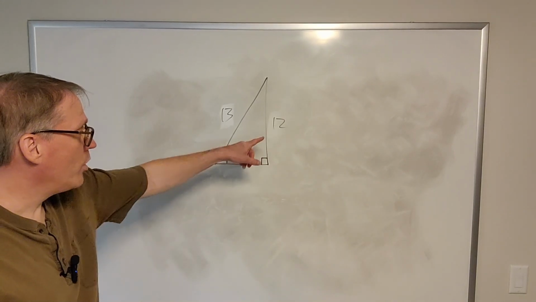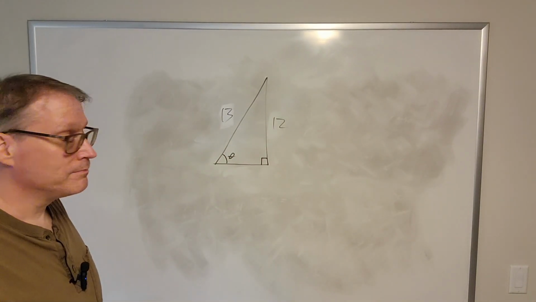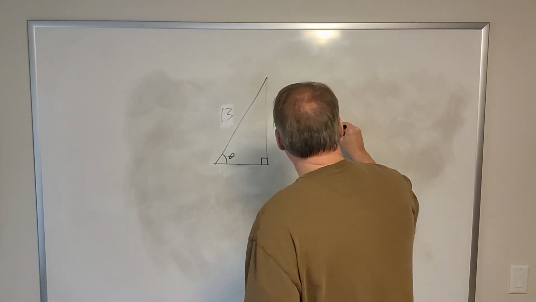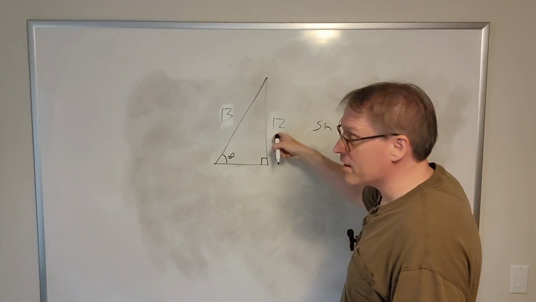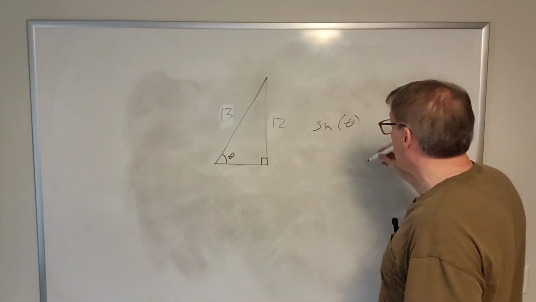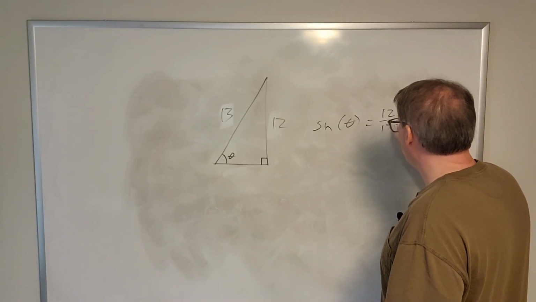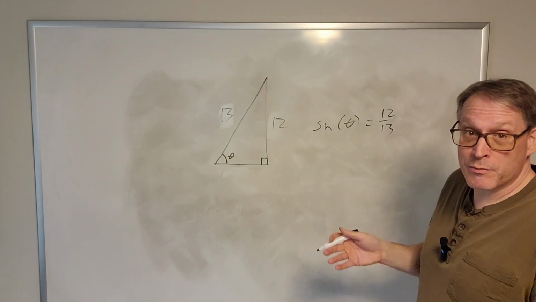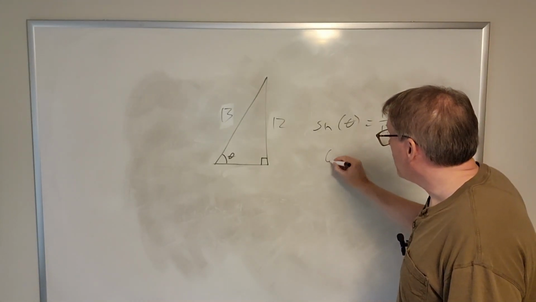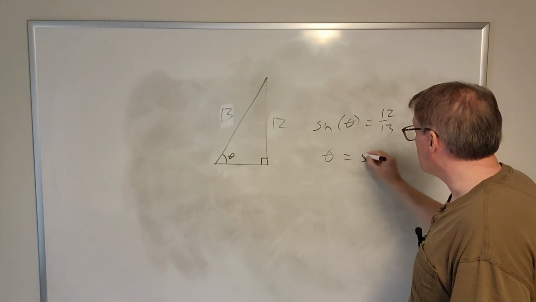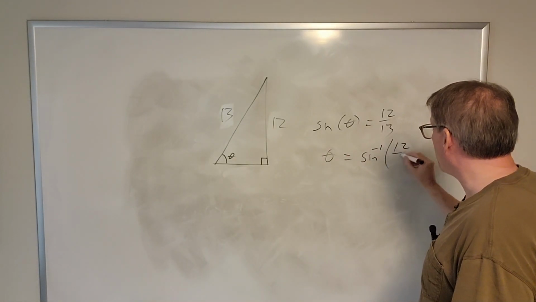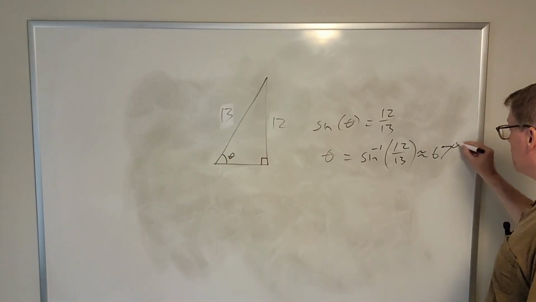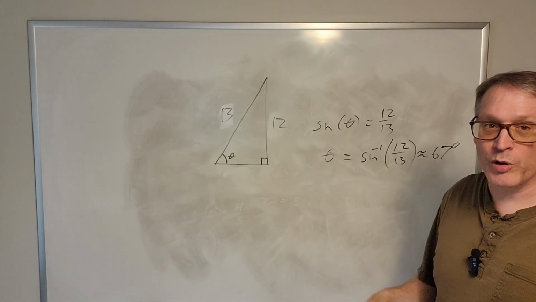What's theta? This is 12 and that's 13. Sine of theta, because sine is opposite over hypotenuse, SohCahToa. Sine of theta is equal to 12 over 13. Take the arc sine or a sine or sine inverse, doesn't matter. You pick one. Of both sides, you end up with theta equals sine inverse of 12 over 13, which is roughly, call it 67 degrees, I don't know, somewhere in there. Like 67.38, whatever, I don't care.